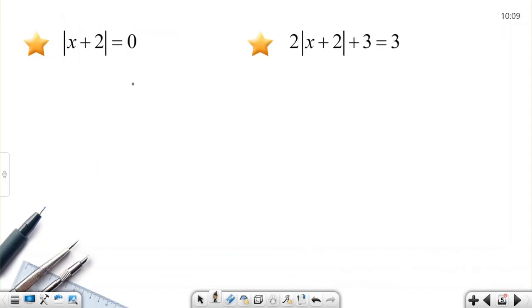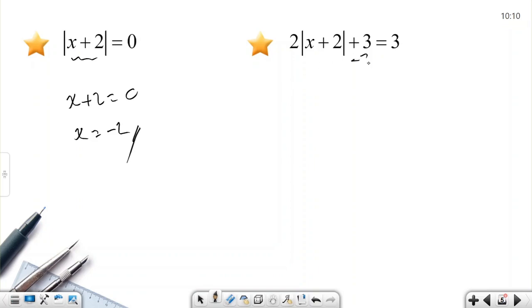Another special case is when it's equal to 0. When it's equal to 0, 0 doesn't have a negative or positive sign. It can only be 0. If the absolute value is equal to 0, that means the inside of it is equal to 0. Only 0 itself has a distance of 0 from itself. So, x plus 2 equals 0. That means x equals negative 2. We can only get x equal to negative 2 to get this 0.